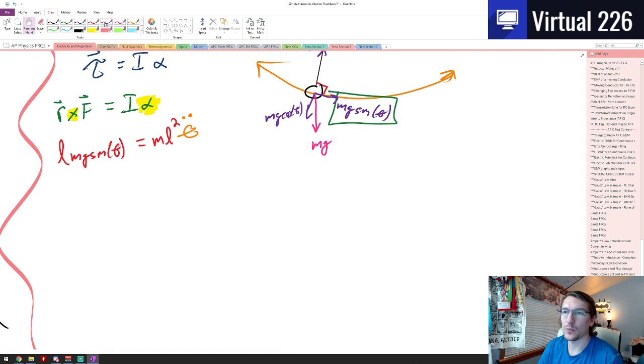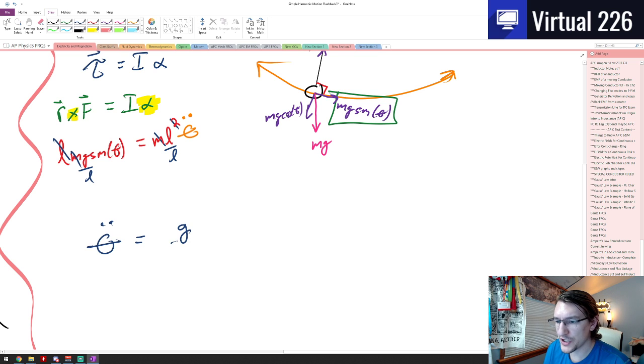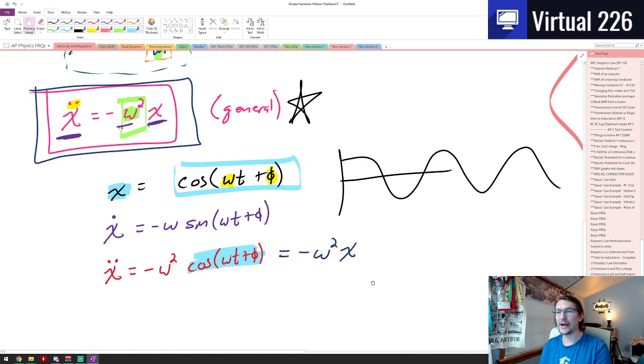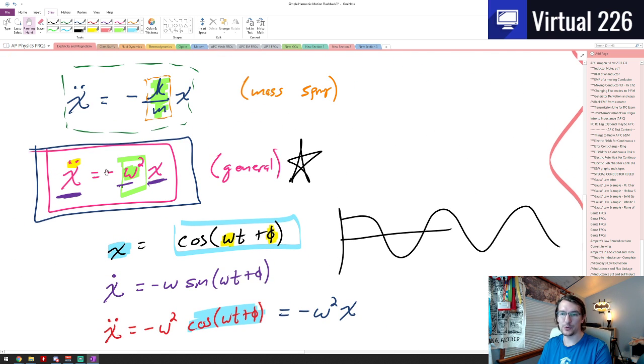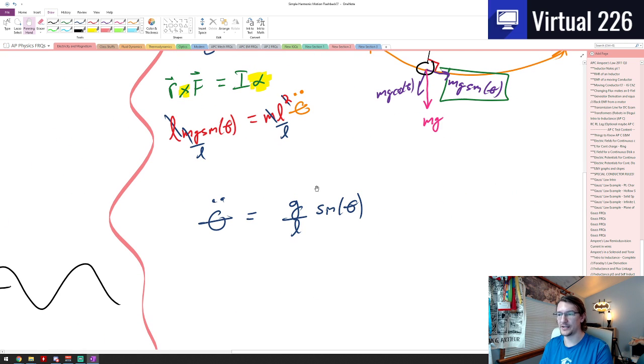Now, why would I do that? Well, some L's go away, some M's go away, because it's mechanics and that happens a bunch. And what we'll quickly see here, if I divide by the L to the other side, I'm going to get that theta double dot is going to equal g over L multiplied by the sine of theta. And this looks very, very similar to what we had over here. The x double dot equals negative omega squared x. But instead of x's, we've got a theta.